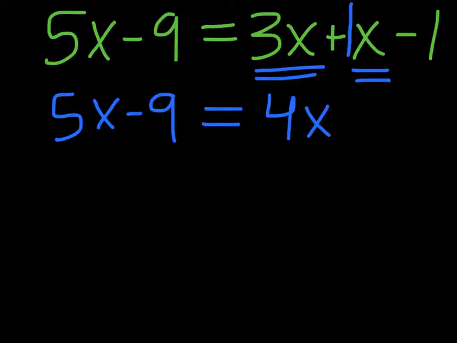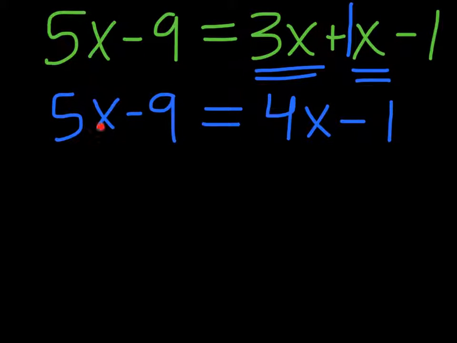Then we can't forget to write the rest of the equation. There's a minus 1 at the end, so we have to include that too. So you can see now at this point, both sides of the equation are as simplified as they can be. 5x minus 9, we can't combine those, they're not like terms. And 4x minus 1, we can't combine those because they're not like terms. You can see we still do have x in 2 places.